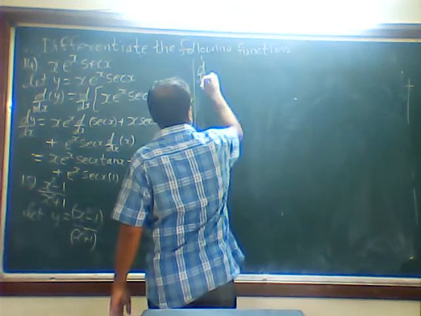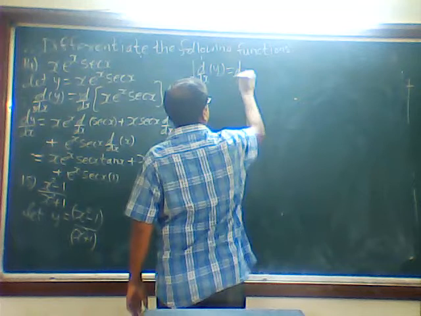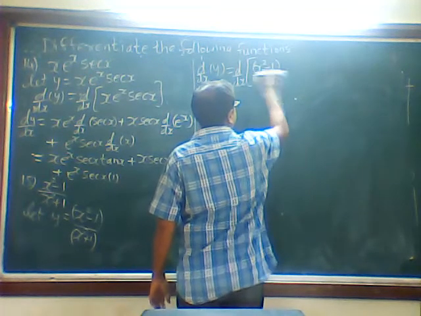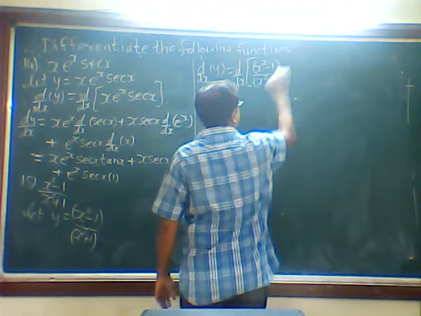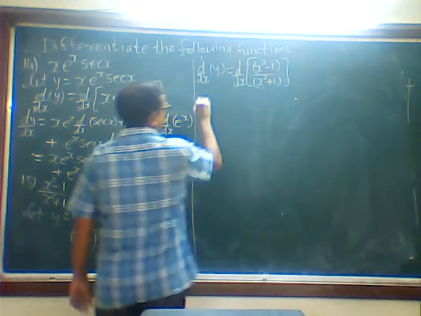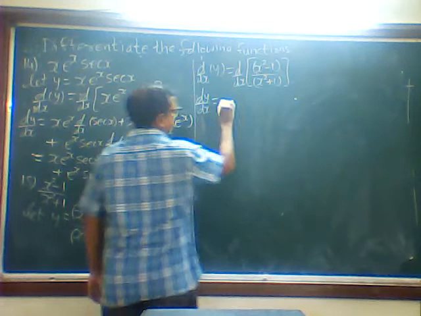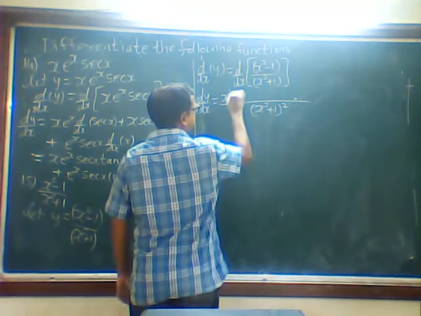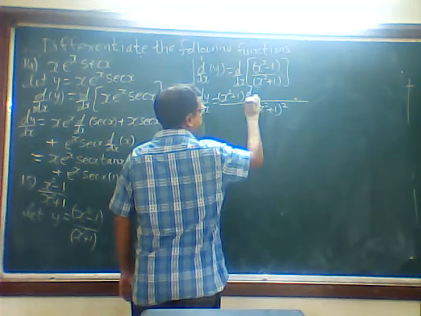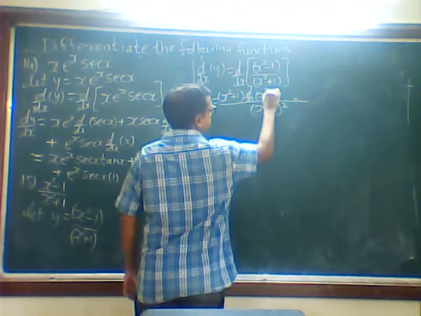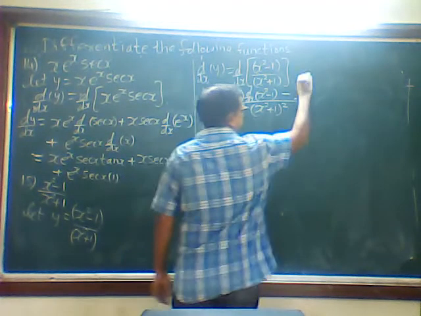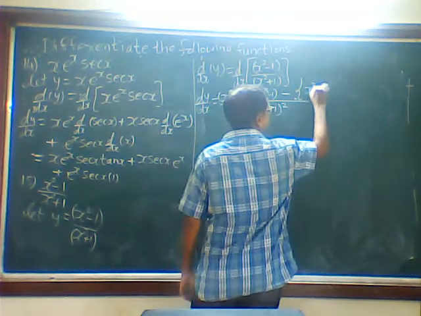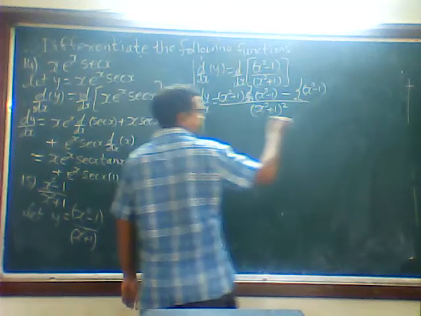d by dx of y is equal to d by dx of x square minus 1 divided by x square plus 1. Okay. Now how the formula goes? This is dy by dx. Always you write this denominator square. Denominator as it is, differentiation of numerator. Okay. Minus lower bracket, just interchange it. This will remain as it is, d by dx of this.